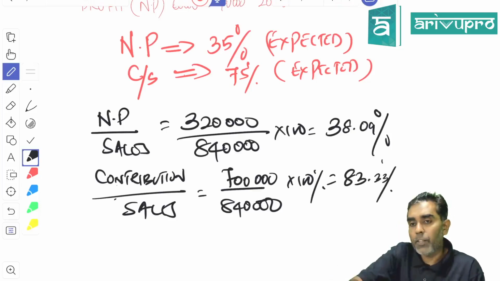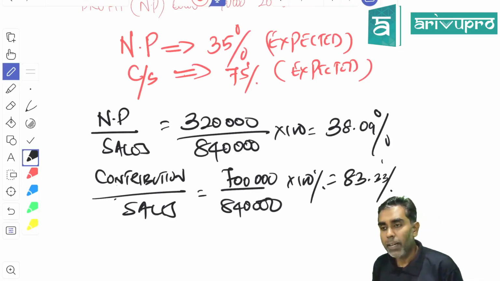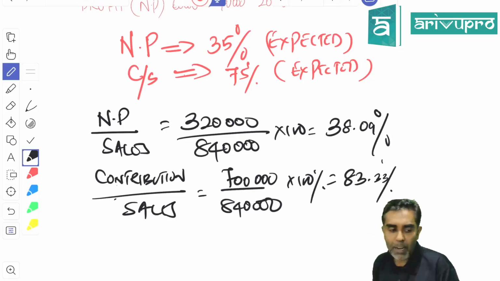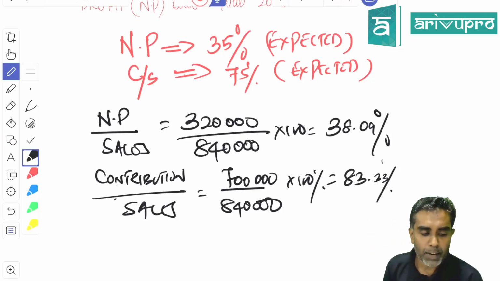Even for the CS ratio, it clearly says you are well ahead of the expected CS ratio percentage. Right? Please put a star mark and write.